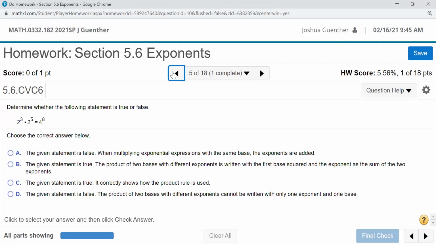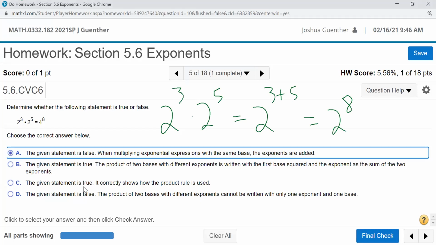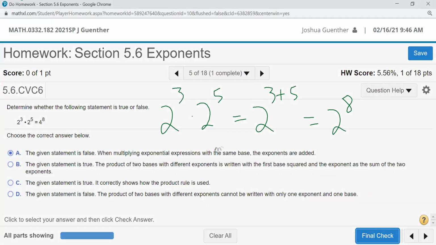Let's see if there's any others like that. 2 to the 3rd times 2 to the 5th equals 4 to the 8th. No, you don't multiply the 2's together, you add their exponents and keep the same base. So this is going to actually become 2 to the 3 plus 5 power. And it's going to be 2 to the 8th, not 4 to the 8th. So the statement's false. The exponents are added. I guess that would be it. Yep.